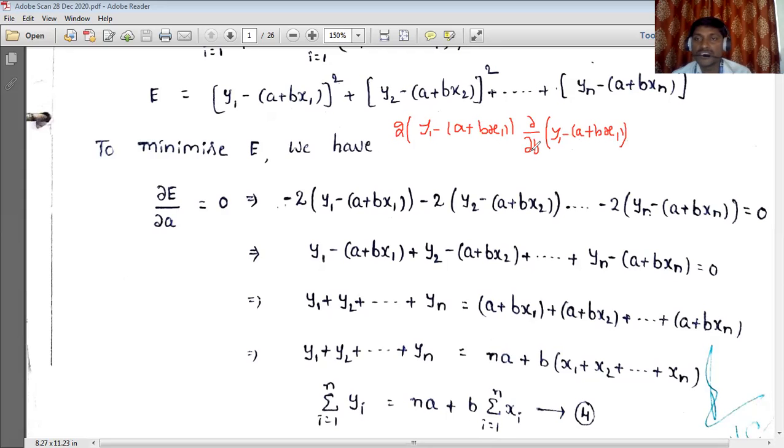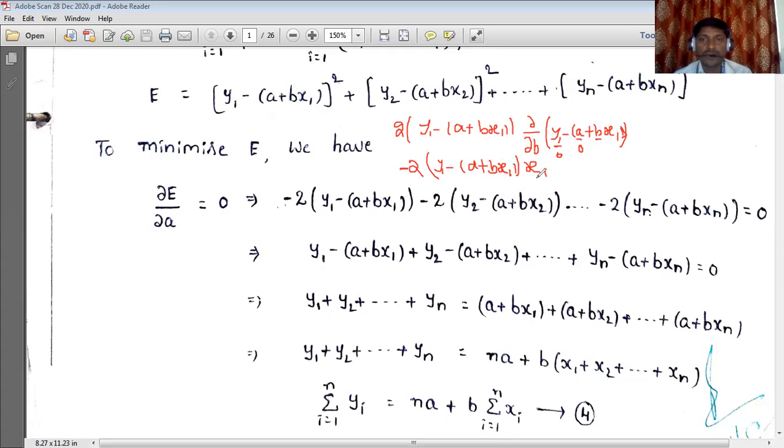Treat the rest of the elements as constants, and the derivative of a constant is 0. So for that, simply what we'll get is 2 into y1 minus (a plus bx1). This is as usual. Here a is a constant, so its derivative is 0. With respect to b, we are applying the derivative, so ∂/∂b of b is nothing but 1 into x1, simply x1, and already it is having a minus, so we'll get it as minus.